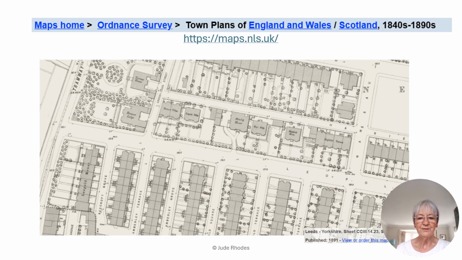So here's an example of a town plan. This is in Leeds in Yorkshire, and I'm going to show you the different types of houses within this map. So first of all here, we've got some back-to-back houses in a terrace with no garden. They've got a yard, so that's one category. Then we have some larger terraced houses that have a garden.